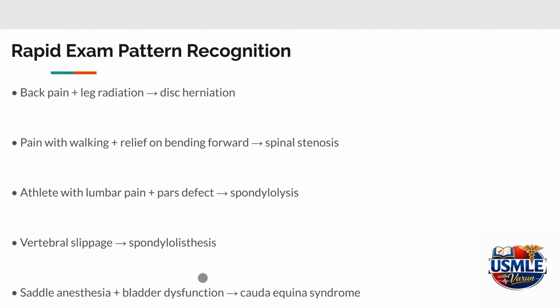To summarize the key exam patterns, we'll recall everything. Back pain with radiating leg pain might suggest disc herniation, whereas pain while walking that improves with bending forward might suggest spinal stenosis. An athlete with lumbar pain and pars defect might suggest spondylolysis. Forward vertebral slippage suggests spondylolisthesis. Finally, saddle anesthesia with bladder dysfunction suggests cauda equina syndrome. Recognizing these patterns will definitely help us rapidly diagnose all the conditions whenever you're solving questions.